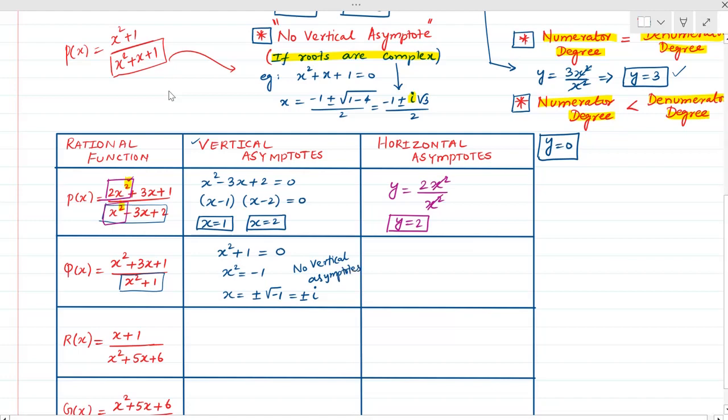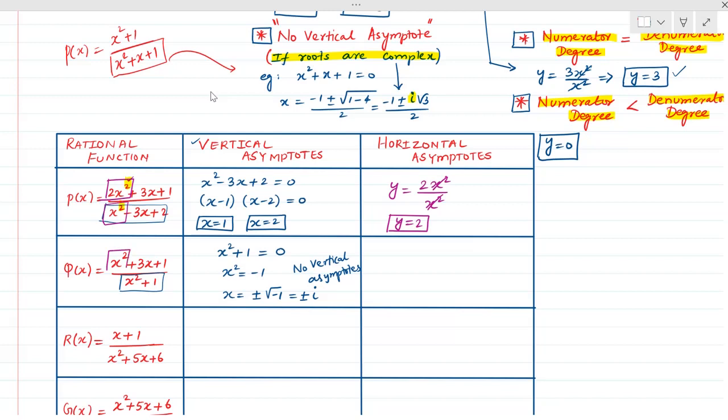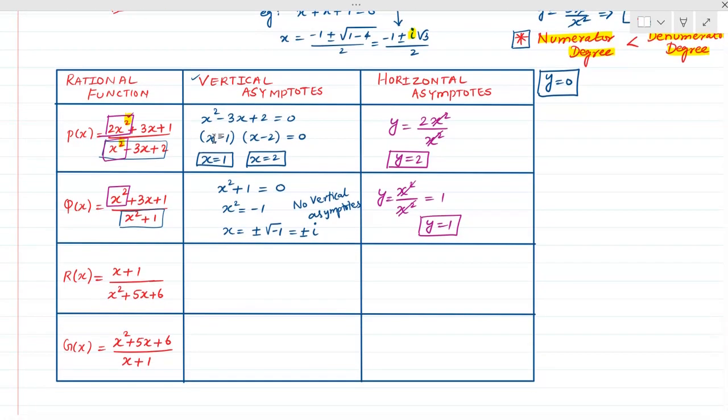Why? Because we are getting a complex root upon solving the denominator. Similarly, for the horizontal asymptote, I will take the highest power in the numerator, which is x square. Y is equal to x square in the numerator over x square in the denominator. Upon cancelling, we will get 1. So y equal 1 is the horizontal asymptote. Now we will take the next problem, in which the numerator degree is less. The numerator degree is 1 and the denominator degree is 2. Let us solve this problem.